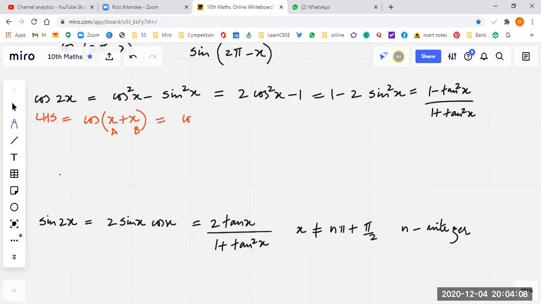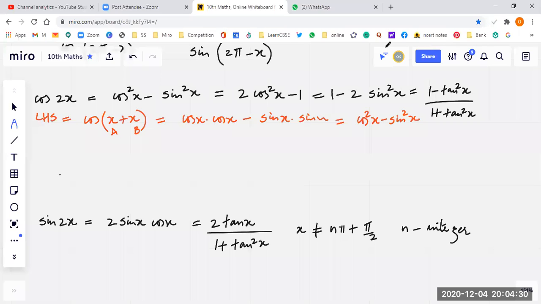Cos of a plus b is cos a cos b minus sin a sin b. So it will be cos x into cos x minus sin x into sin x, right? So the first formula is proven. This is equal to cos square x minus sin square x, right?